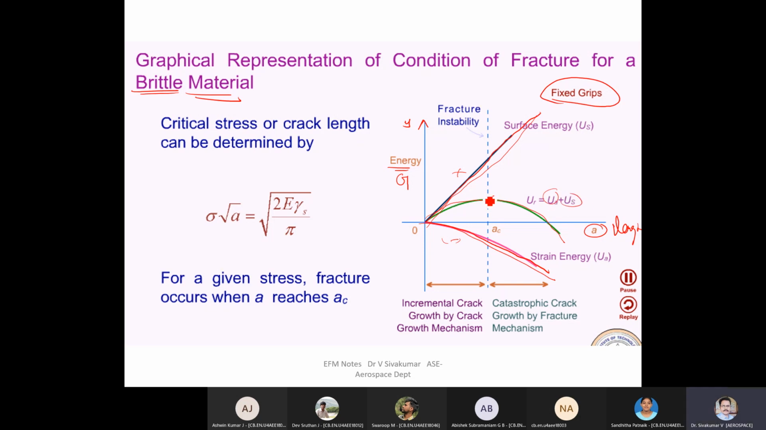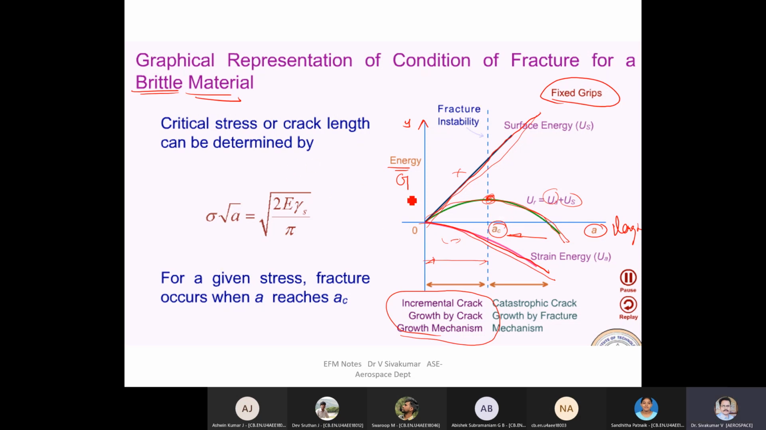So this point is important. What is this point? Incremental crack growth by the crack growth mechanism. This is the crack growth period. Once the crack achieves the critical length, then you will have the catastrophic failure. Suddenly you will get that drop. So this is the point.